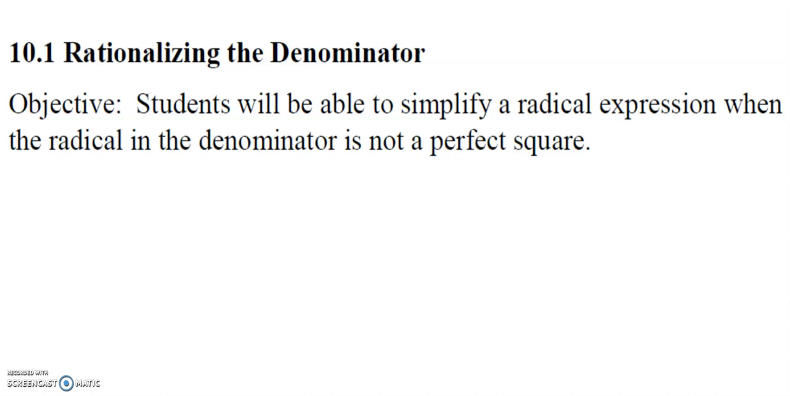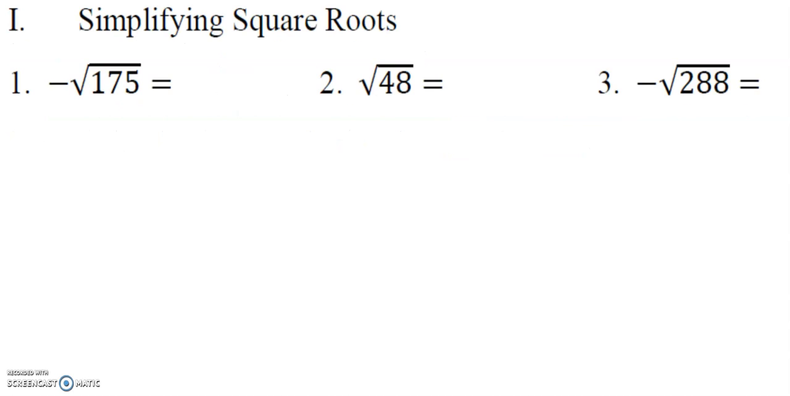Hi everybody. We're going to start chapter 10, and 10.1 is called Rationalizing the Denominator. And what we're going to be able to do at the end of the lesson is simplify a radical expression when the radical in the denominator is not a perfect square. What we have to rely on is what we learned in chapter 6 when we simplified square roots.